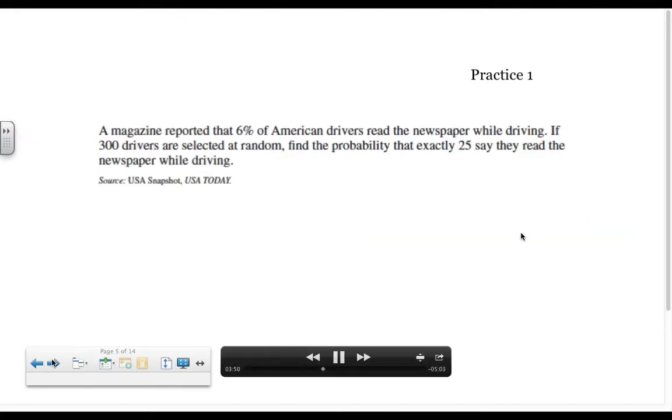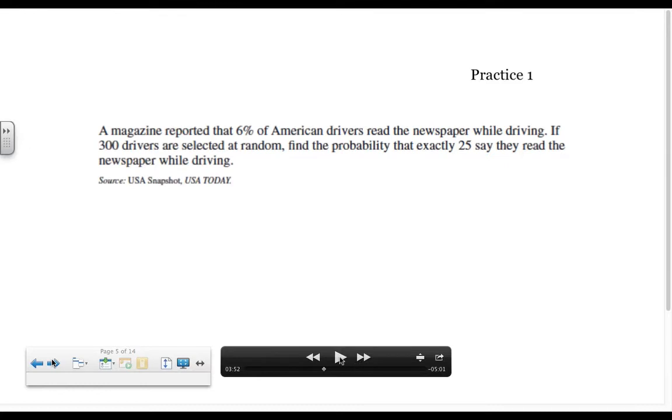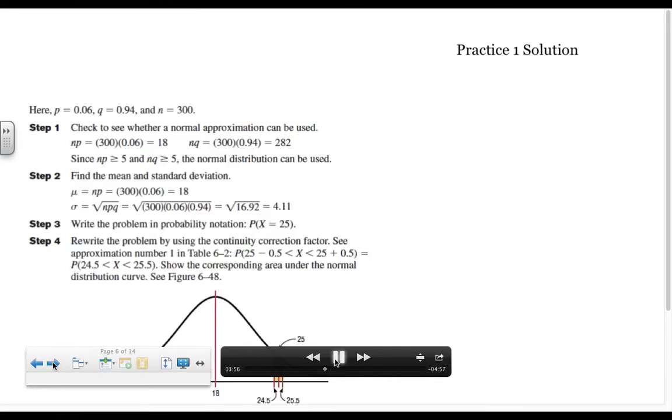Practice. The magazine reported that 6% of American drivers read the newspaper while driving. If 300 drivers are selected at random, find the probability that exactly 25 say they read the newspaper while driving. So go ahead and pause the video, do the problem, and then we'll talk about the solution. Okay, so here's the solution.